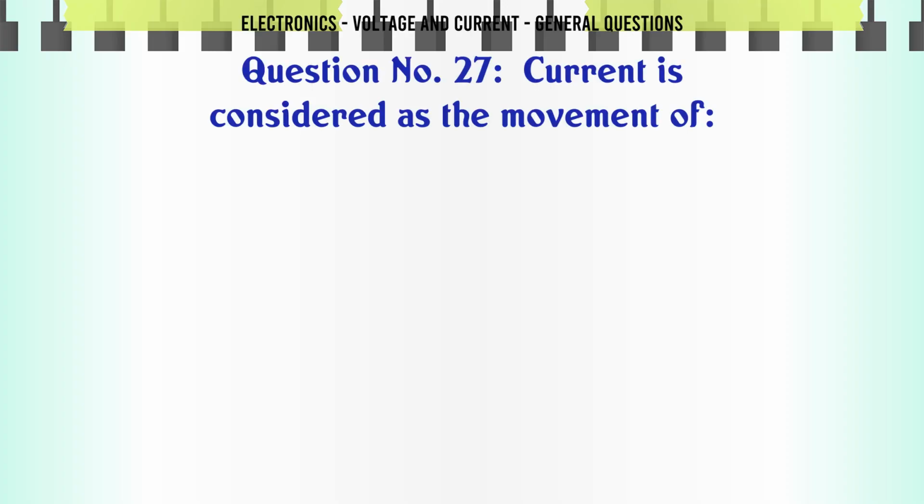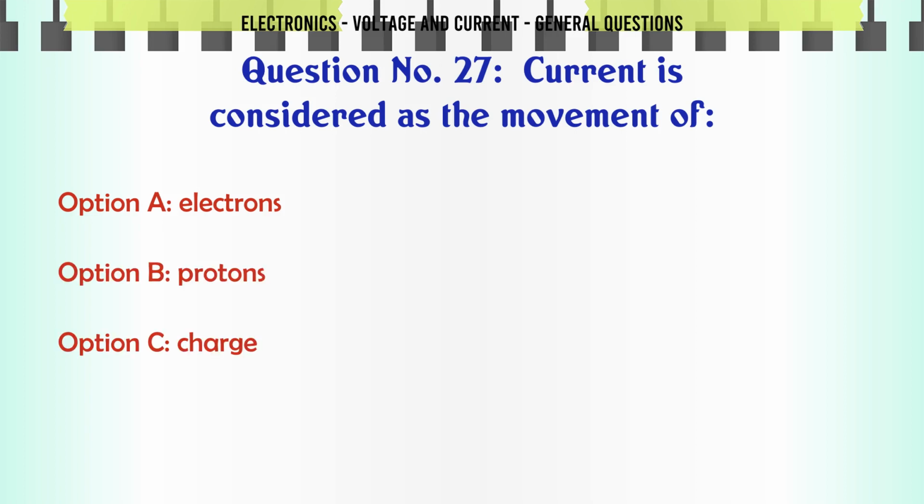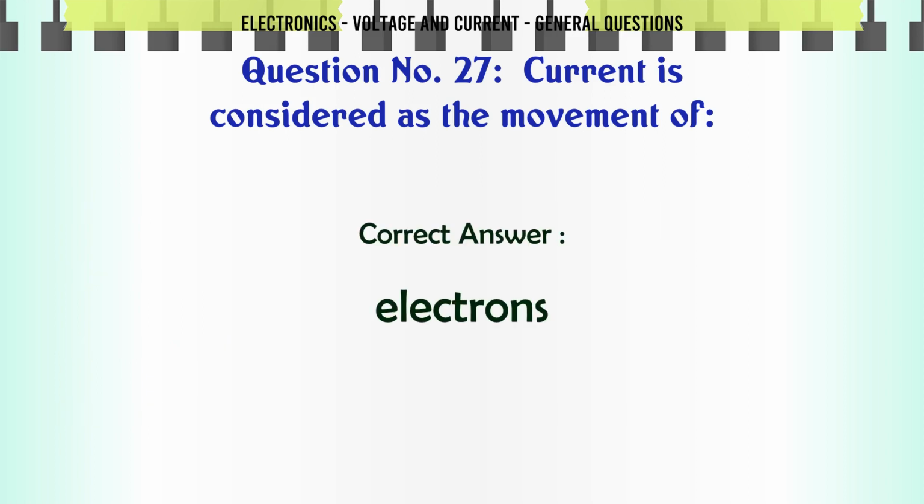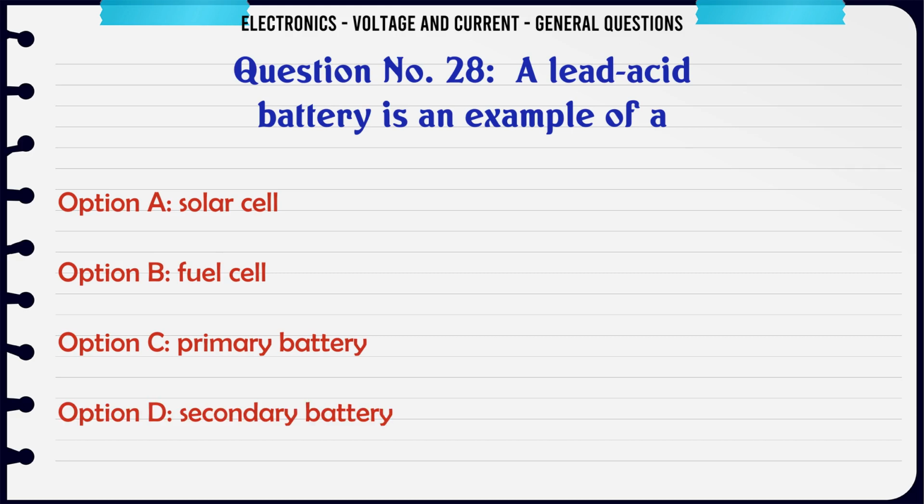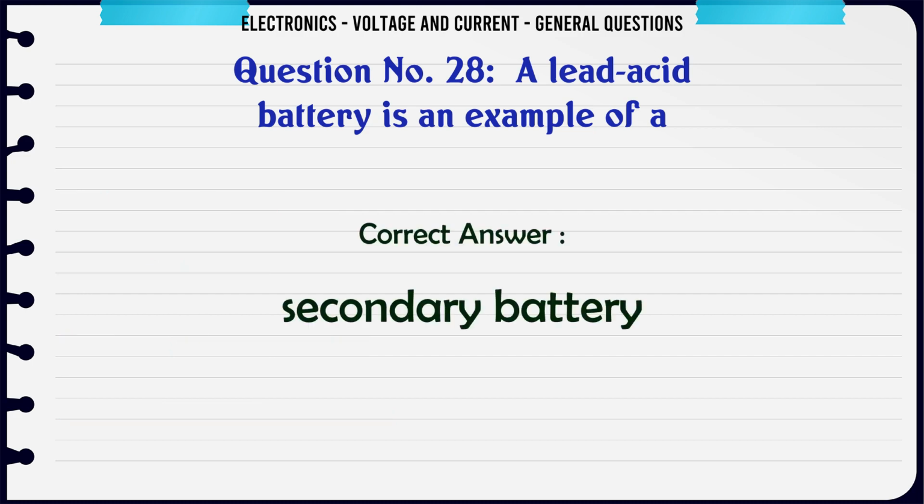Current is considered as the movement of A. electrons. B. protons. C. charge. D. nuclei. The correct answer is electrons. A lead-acid battery is an example of A. solar cell. B. fuel cell. C. primary battery. D. secondary battery. The correct answer is secondary battery.